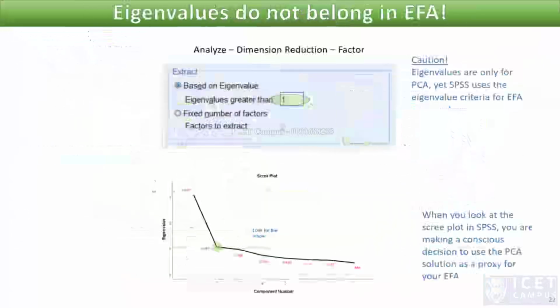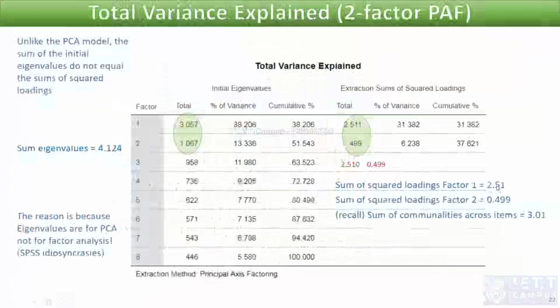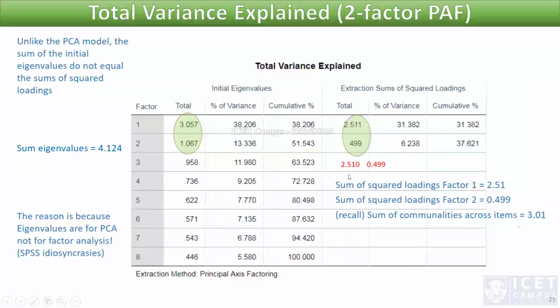Now we compare to this one, right? The sum of the loadings for the first one is 2.51. For the second one, the sum of the communalities across all items is 3.01. Now here the sum of the initial eigenvalues does not equal the sum of the squared loadings, unlike principal component analysis. If you use principal axis factoring, it is not equal. And you can find the sum of the eigenvalues here also, 4.124, right?